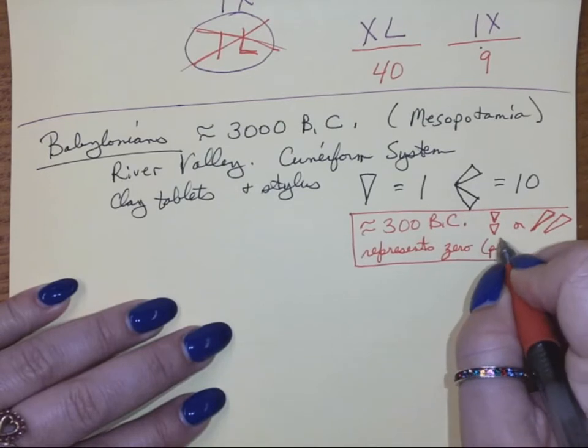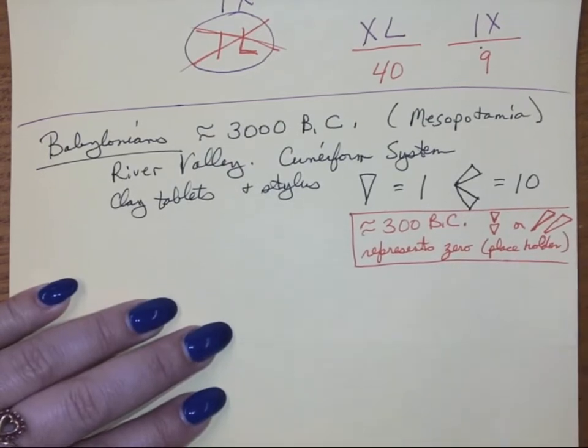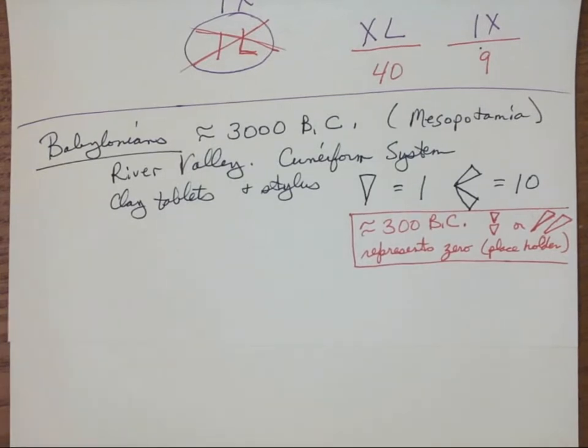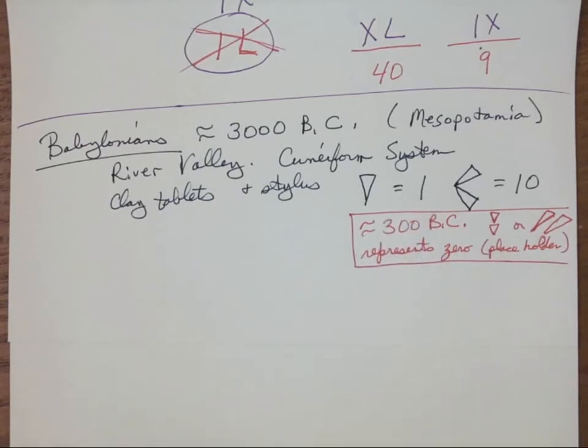And it's a placeholder. Eventually they come up with, hey, some of these numbers are hard for us to read. Maybe we ought to come up with something to represent, hey, there's nothing there right now, don't worry about it. So later we have that symbol that comes in, but most of the time you just have the 1 and the 10, which is kind of interesting.